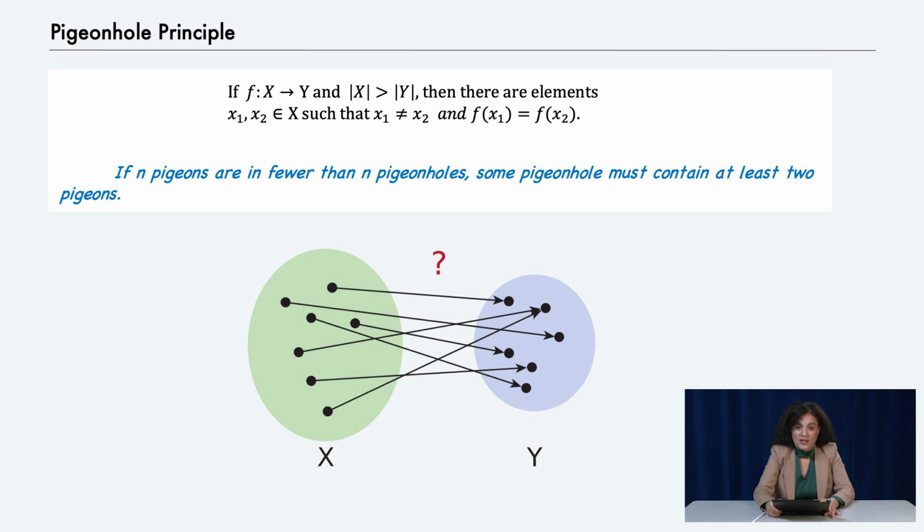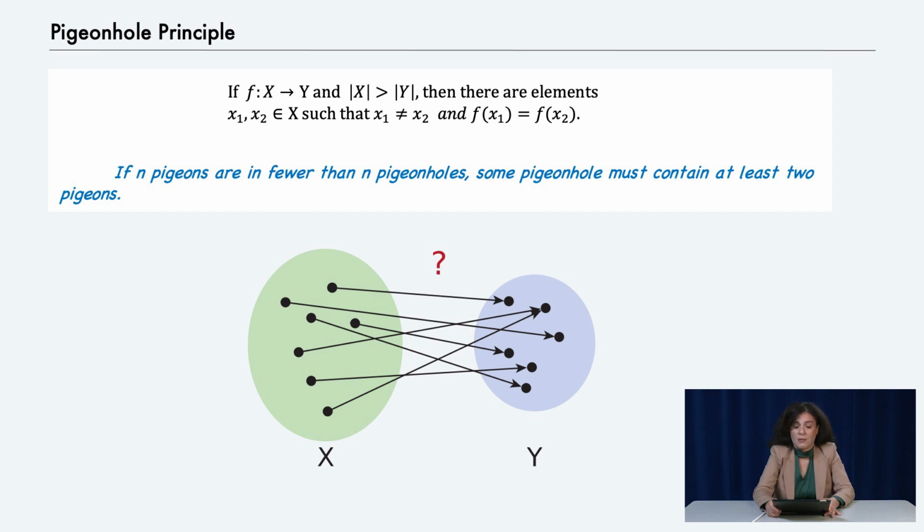Now, with sets and functions, we've built up enough notation and concepts to introduce the pigeonhole principle. The pigeonhole principle is a very intuitive idea, so we'll speak of it that way and then introduce the formal notation. Intuitively, if there are n pigeons who are being placed into fewer than n pigeonholes, then some pigeonhole must have at least 2 pigeons.